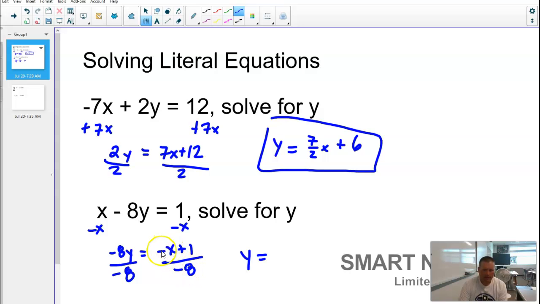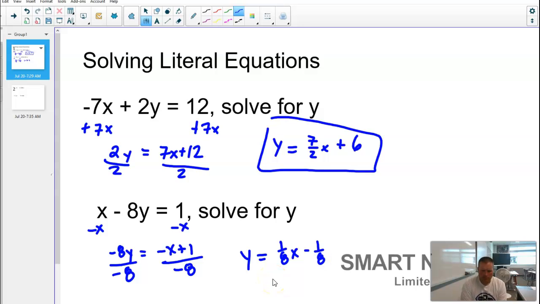And then I have to divide the negative 8 into the negative x, which this is just negative 1, guys. So that's just going to be 1/8 x, because negative and negative makes it a positive here. Again, this is negative 1x here. So that's why I just did 1/8. And then I'm going to go 1 divided by negative 8, which gives me negative 1/8.